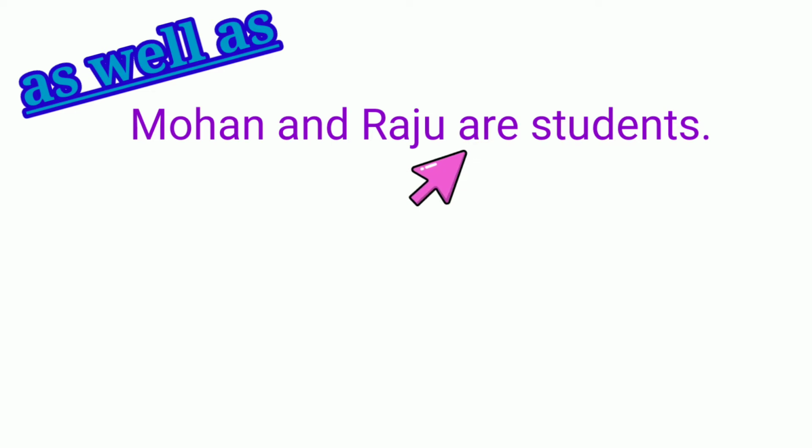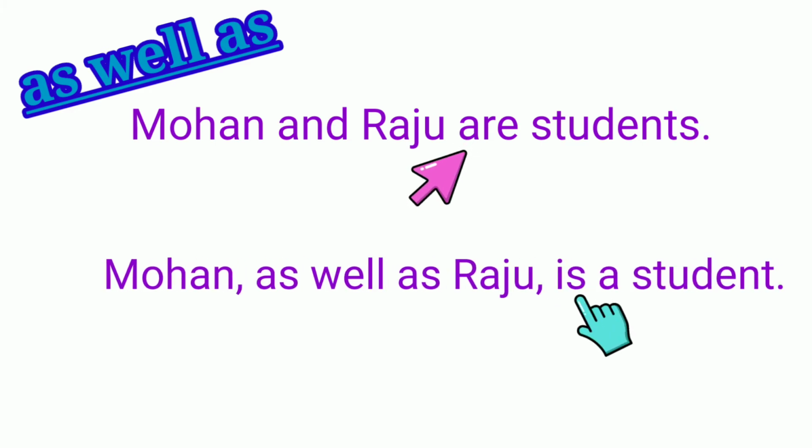But we can't create a compound subject with as well as. So the verb used should agree with the first subject. We say, Mohan as well as Raju is a student. Mohan and Raju are students. Mohan as well as Raju is a student.